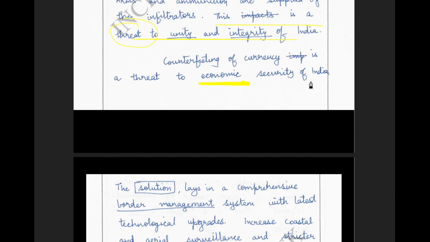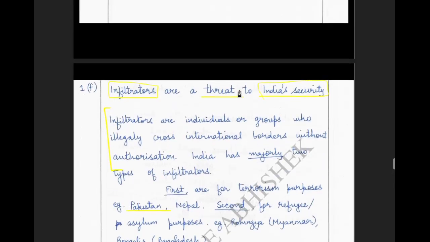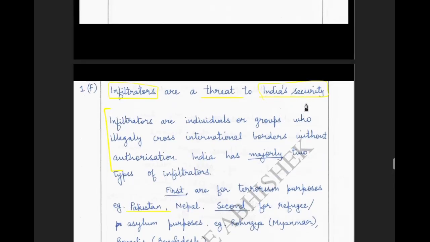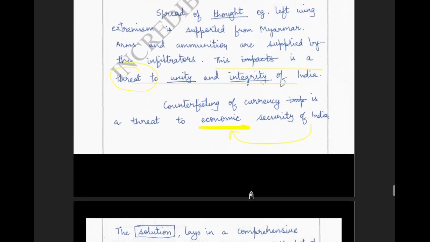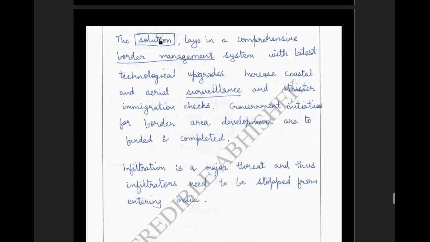Counterfeiting is a threat to economic. Now you see, he has again delved into an idea. Within India's security, he has gone into economic security. Who told it is internal security? The question is talking about security, right? This security can be physical, electrical, economic, anything. So he has talked about economic security.